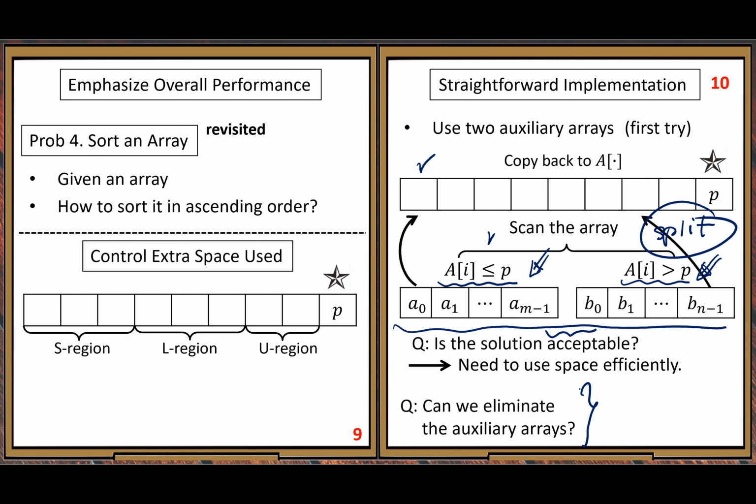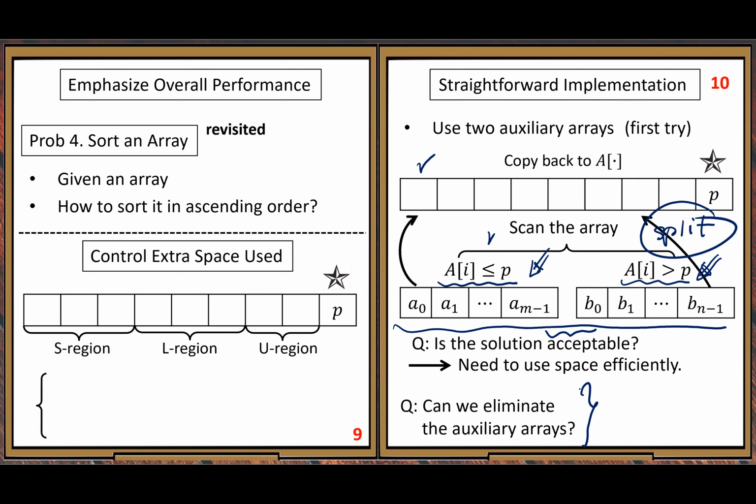The reason we use these different regions when we do manipulation is that it's very clear in our mind what we are doing. Eventually we want to move all the elements from the U region to the S region or the L region. That's our goal.